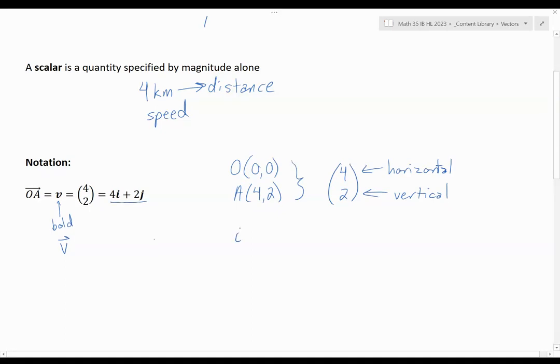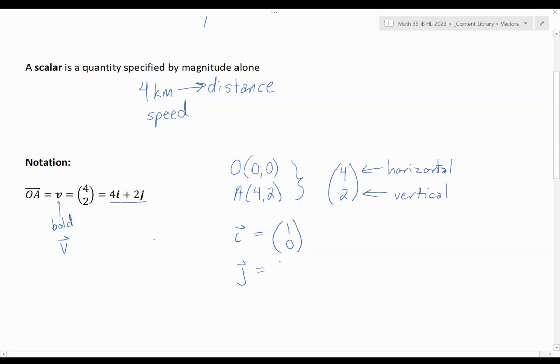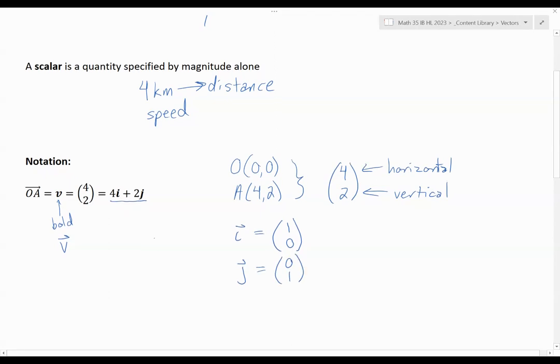Or we can go even further where we have actual component vectors. So i in 2 dimensions refers to the unit vector that is just the horizontal distance. So the horizontal component of any movement, of any vector, would be 1, 0. In other words, 1 unit, whatever that is, in the horizontal direction. j would therefore be the unit vector of the vertical component, 0, 1. So this would be 4 times the horizontal component, or 4 horizontally, and 2 vertically. We can also use negative, so 2 here would refer to 2 going up, as opposed to negative 2, which would be 2 going down.